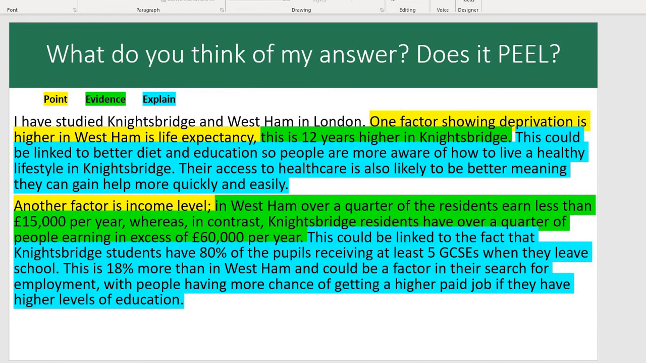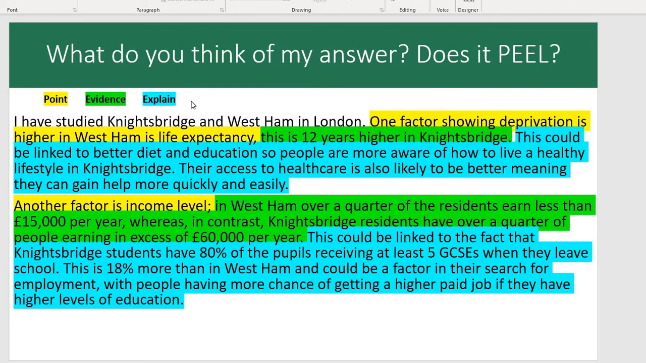Here's our sample answer, and I have highlighted it to try to show you where we have got point, evidence, explain. So we've got a little introduction just saying where exactly it is we've studied. And then in the yellow, we have got the point we are making. And the 2 points I have chosen are life expectancy and income level. Okay, so there's my basic, what am I writing about? My evidence is then the figures from the table. So I'm pointing out here that the life expectancy in Knightsbridge is 12 years higher than it is in Westham.